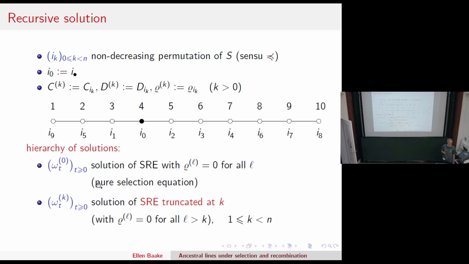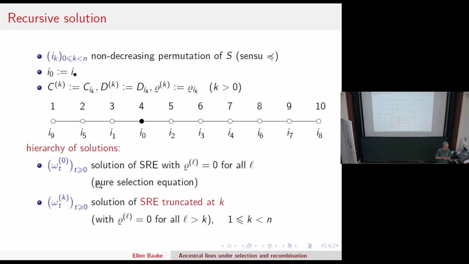I will construct the solution in a recursive way. And to this end, I first define my iteration indices. And I do this by choosing a non-decreasing permutation of the set of sites. And by this I mean the following. I start at the selected site here, and then I move outward. First here, then here, then here, then here, then here, and so on and so forth. Or put differently, I can say I start with a selected site, and then I add sites on either way without leaving any holes.